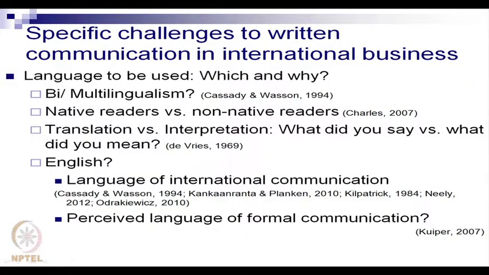It is perceived as the language of formal communication. There was a research done in Malaysia where the researcher asked the students to respond to something, and she didn't specify what language they were supposed to use, and by default they assumed that this was a formal document, and they responded in English. Then she gave them a choice, saying you can respond in a language of your choice, and when she gave them a choice, they responded in Malay.